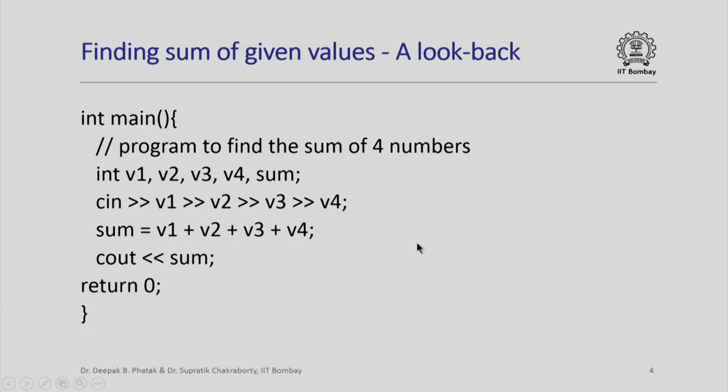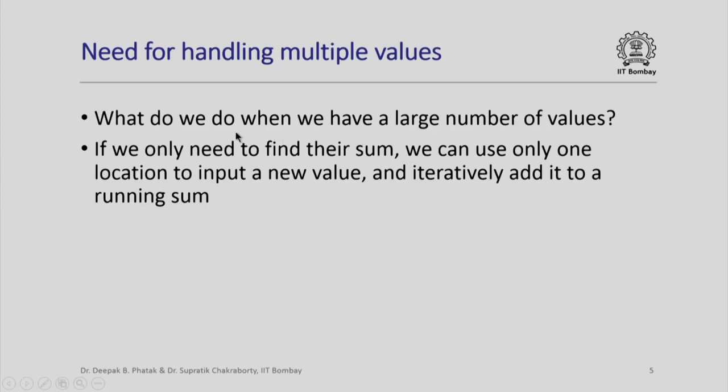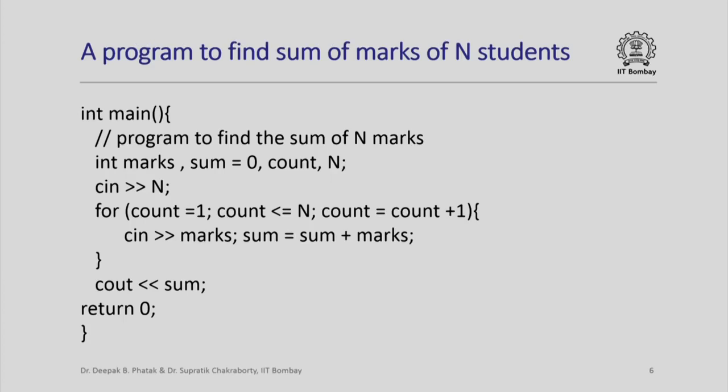This is a simple program, except that the question is, what do we do when we have a large number of values? If we only need to find their sum, well, we can use only one location and keep on adding the new input value into that sum iteratively. In this case, we require only one location. Here is a program which finds sum of marks for say n students. Suppose they have given a quiz and the quiz marks are available. I now declare only a single variable marks. I of course declare sum with an initial value of 0.